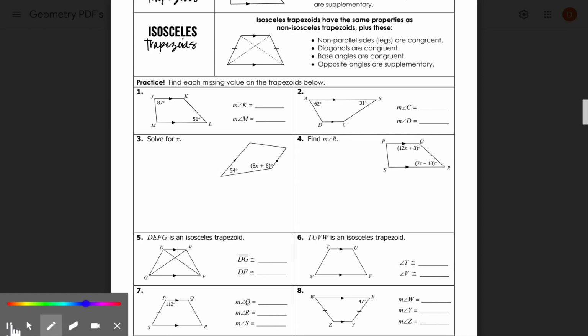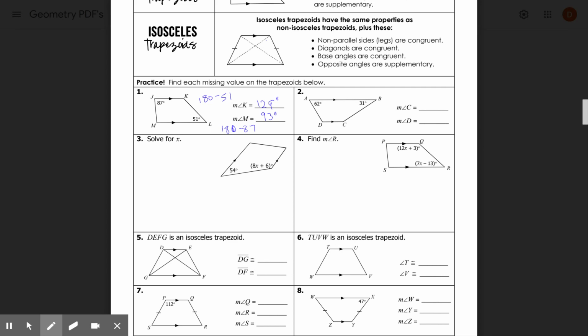So for number one, we're looking here at the measure of angle K and the measure of angle M. So remember that K and L, those are supplementary. So if L is 51, then K would be 180 minus 51, and that is 129 degrees. Measure M would be 180 minus 87, which is 93 degrees. So you're just using some of these rules up here in order to find these values.